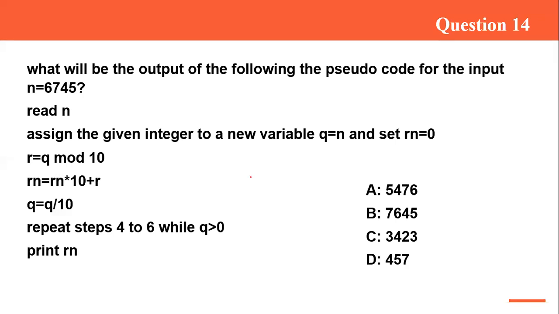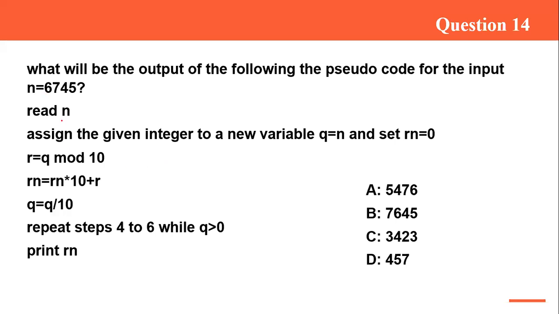Oh, someone says B also. 7645, is it so? We'll check. Majority is saying A. Okay, I guess everyone got the answer as A. Cool. Super. So let me check it quickly. Okay, Praveen, fine. So yeah, let's check it.